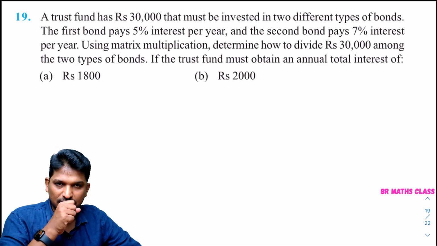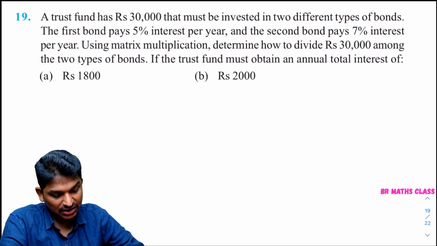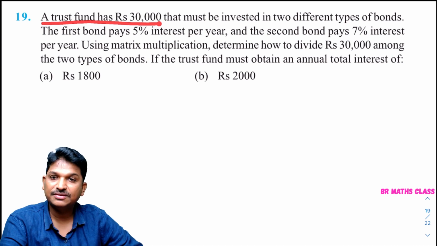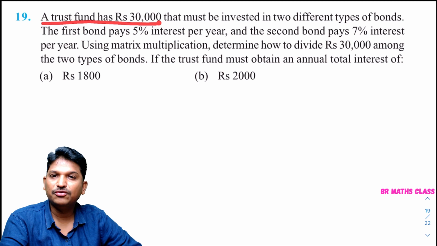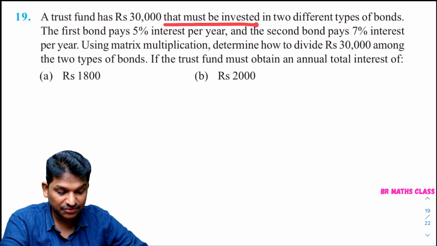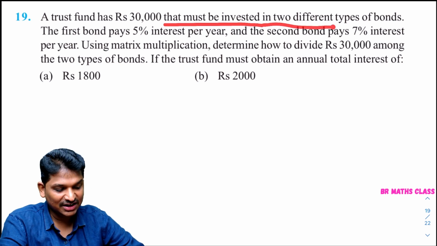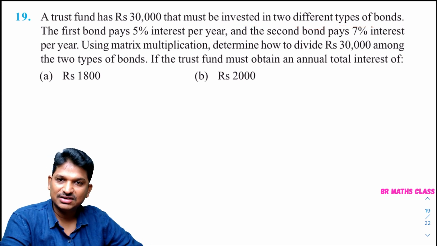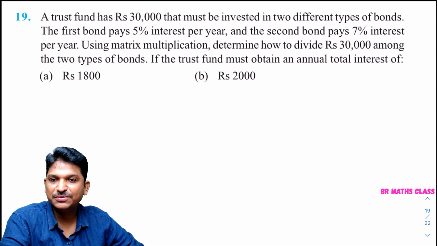19th question. You observe this question. What they are saying: a trust fund has 30,000 rupees. There is a trust which has a fund of 30,000 rupees, and that must be invested. The trust fund must be invested in two different types of bonds.